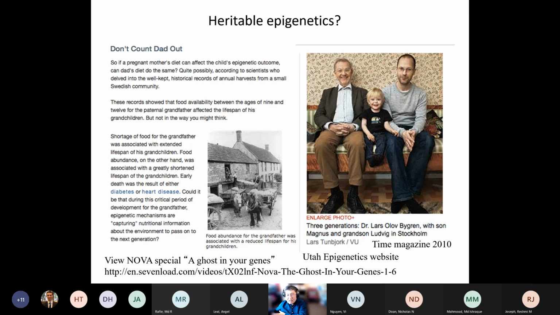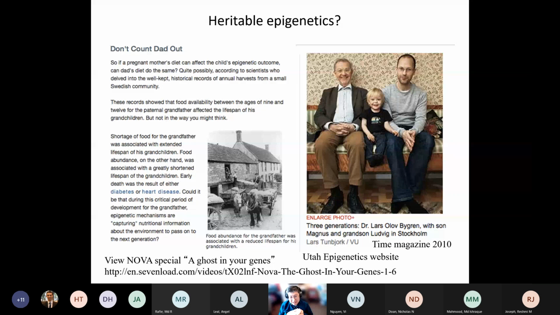somehow the grandson has a short lifespan. Because many people lived in that village over hundreds of years, they can test that not only in one generation but in many generations. So that's why this magazine felt it was interesting, and this society, Utah Epigenetics, also uses this as some kind of evidence for heritable epigenetics.